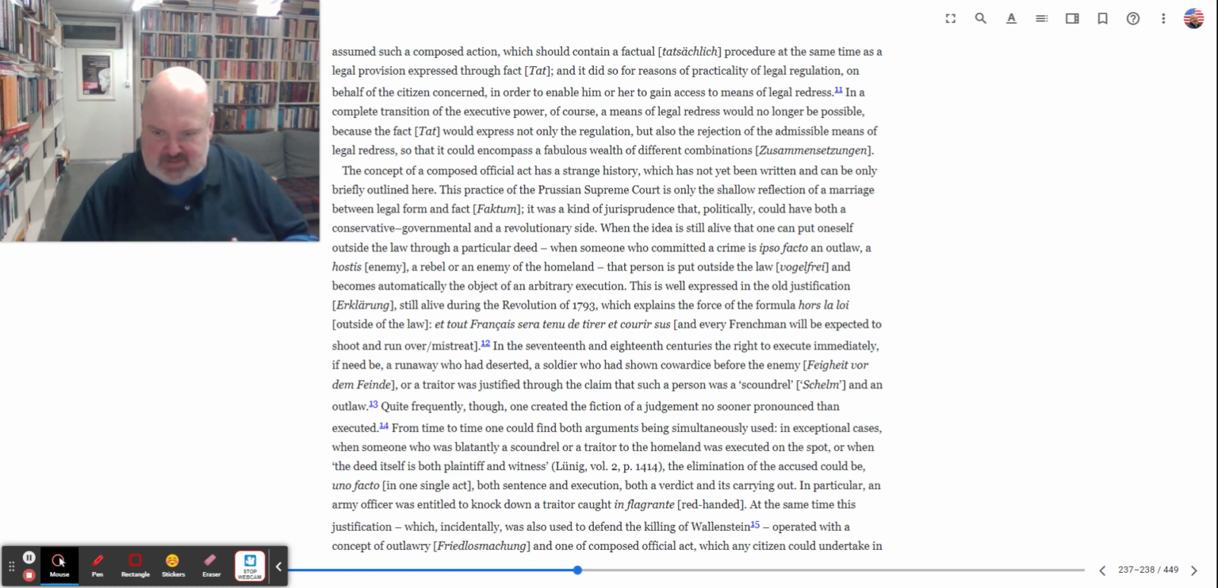In exceptional cases, when someone who was blatantly a scoundrel or a traitor to his homeland was executed on the spot, or when the deed itself is both plaintiff and witness, the elimination of the accused could be in one single fact, uno facto, in one single act, both the sentence and the execution, both the verdict and its carrying out. In particular, an army officer was entitled to knock down a traitor caught red-handed, in the act. Right?